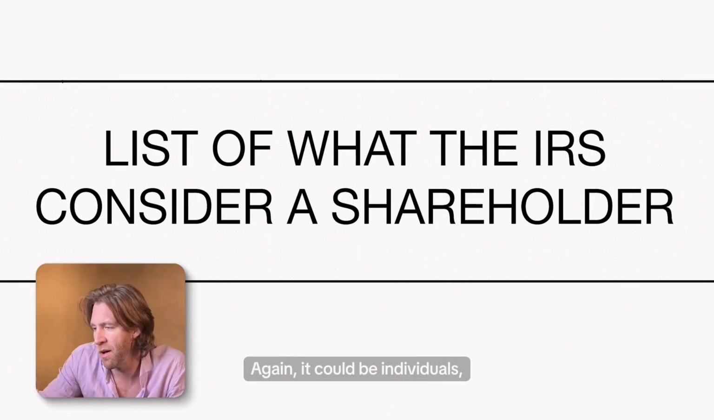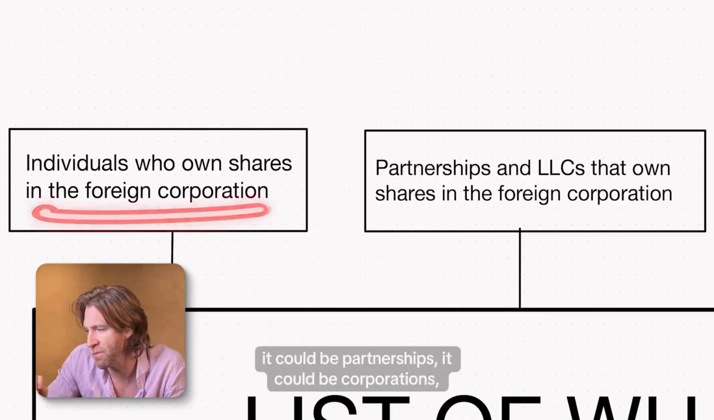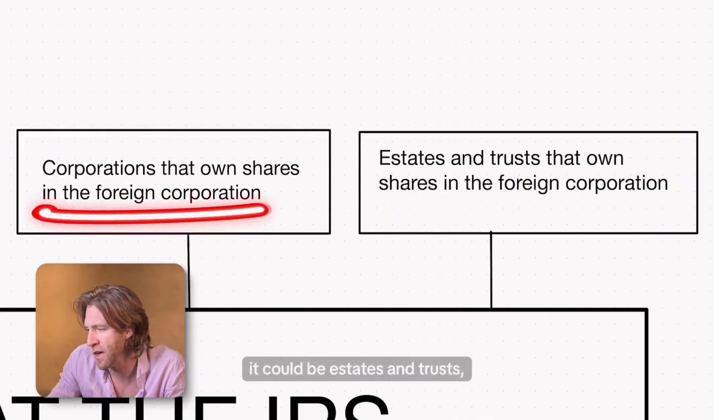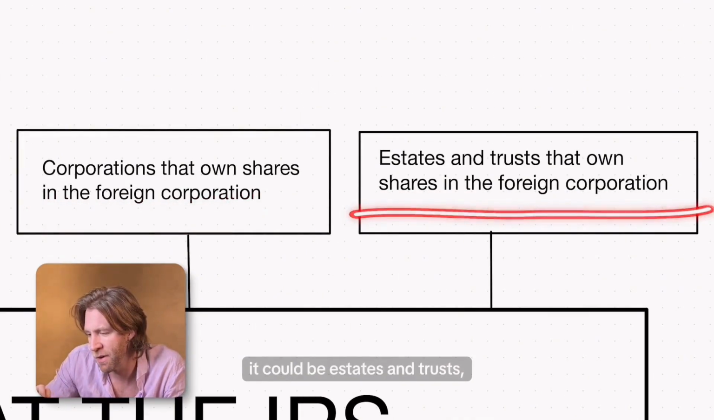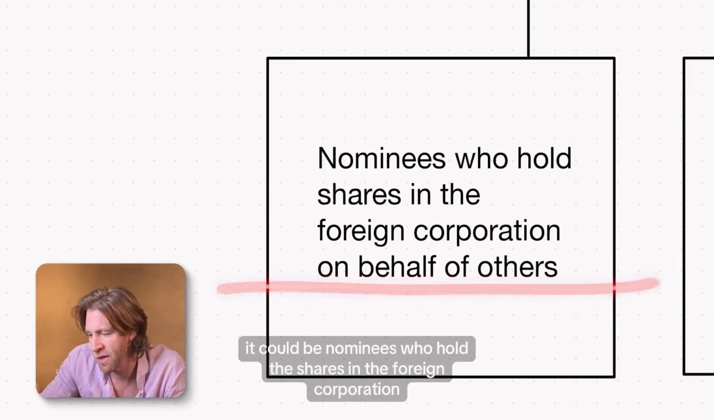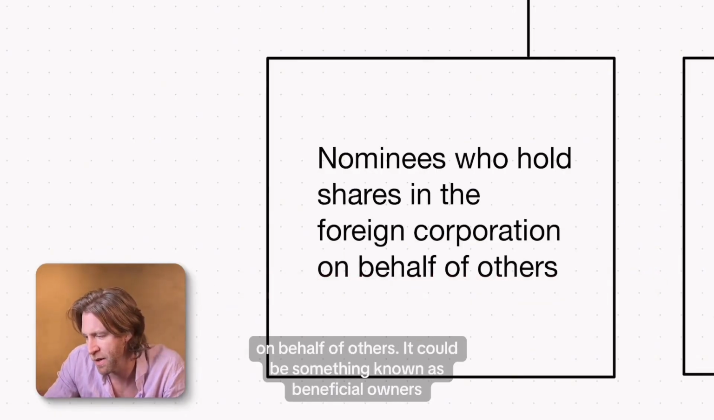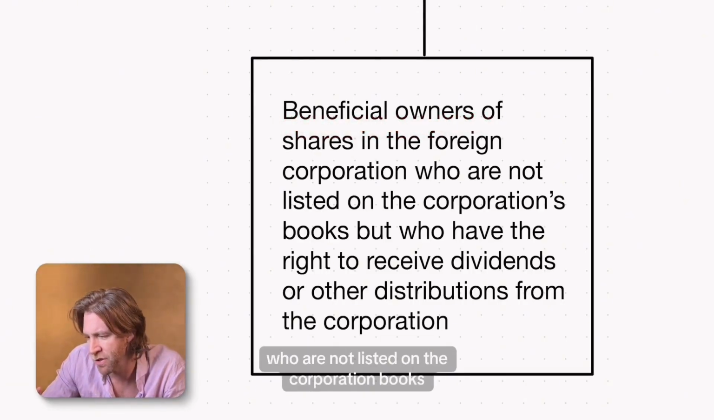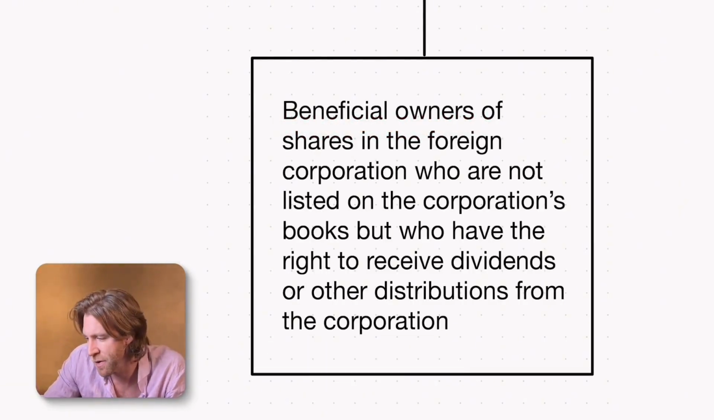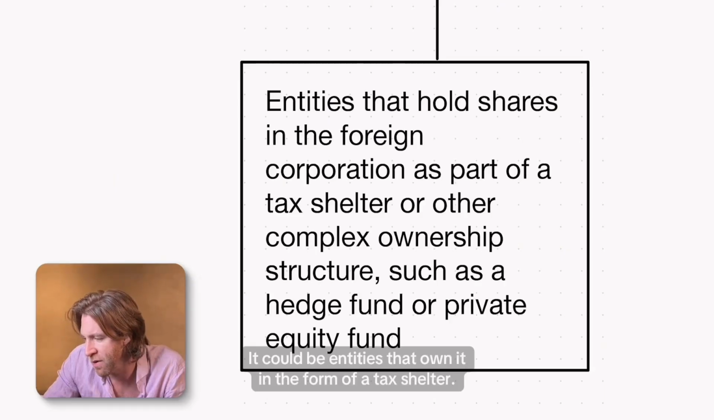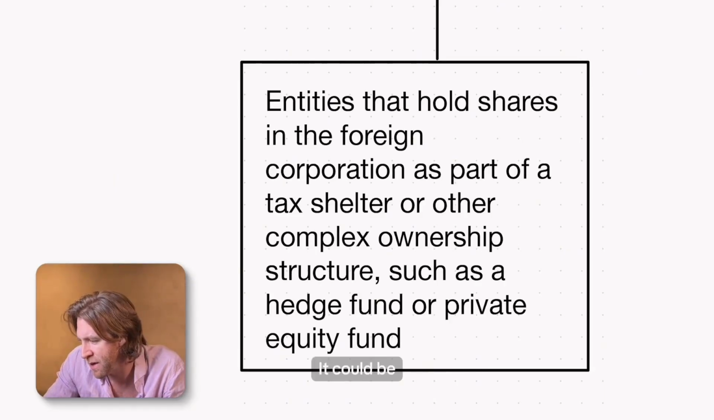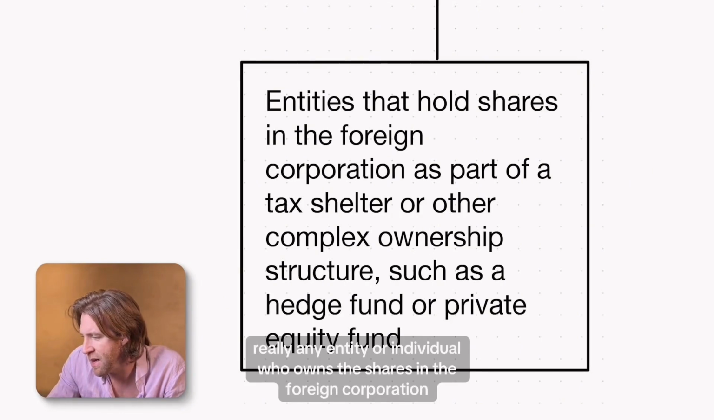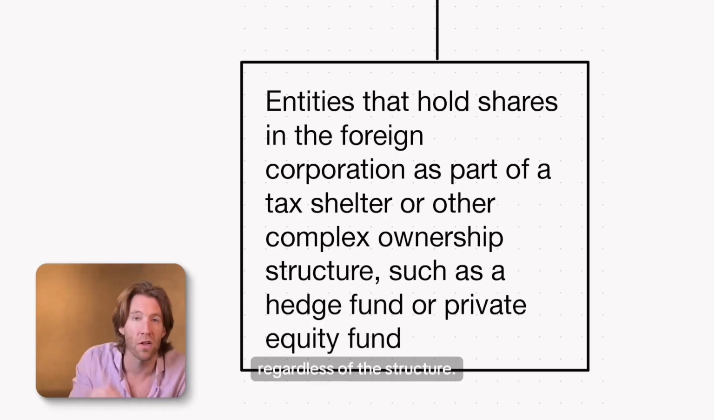Again, it could be individuals, it could be partnerships, it could be corporations, it could be estates and trusts, it could be nominees who hold the shares in the foreign corporation on behalf of others. It could be something known as beneficial owners who are not listed on the corporation books but have a right to receive dividends. It could be entities that own it in the form of a tax shelter. It could be really any entity or individual who owns the shares in the foreign corporation, regardless of the structure.